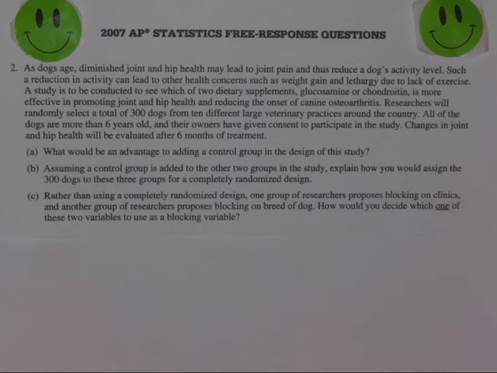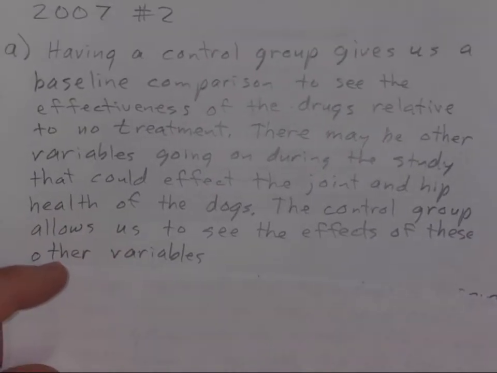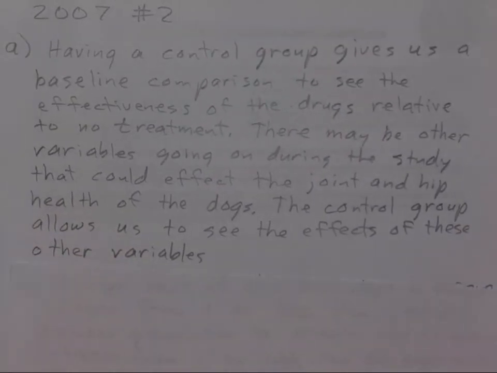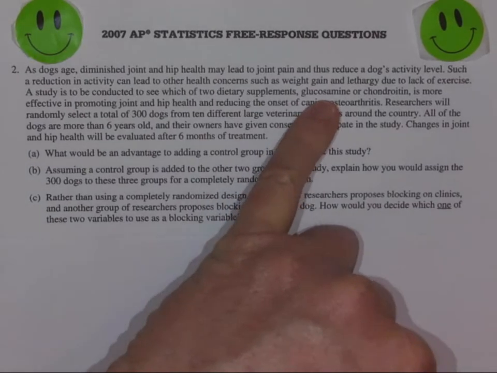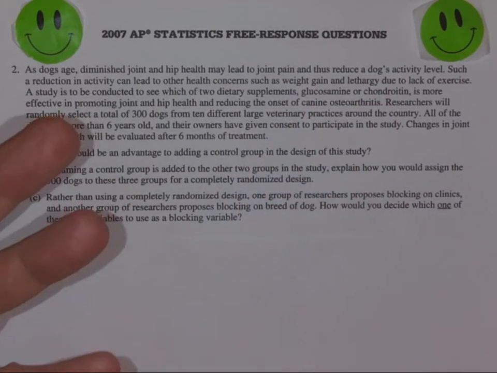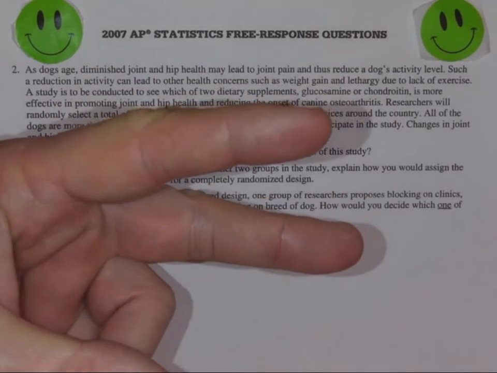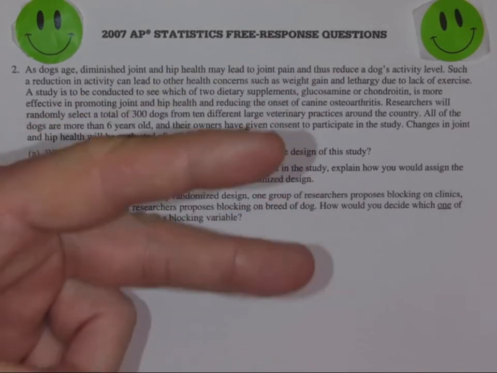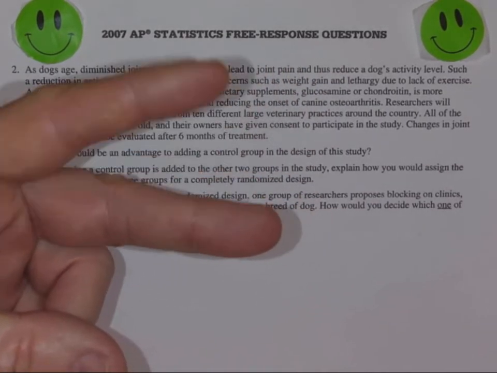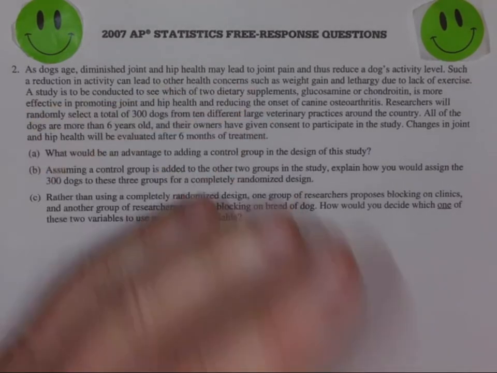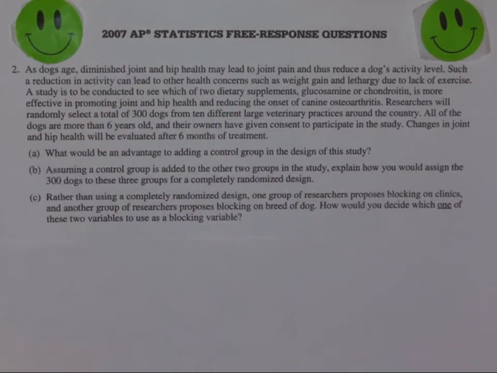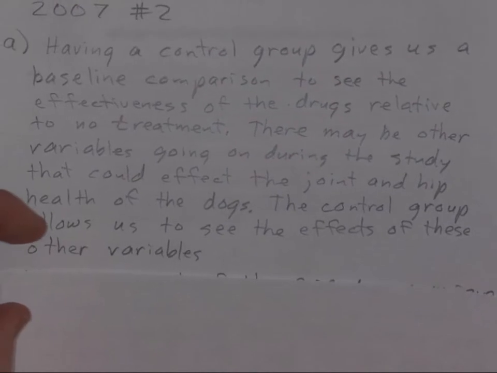Okay, part A, what would the advantage of using a control group be? Well, that gives us a comparison, a baseline group that helps take into account other variables. So what we've got here in this experiment, we've got two drugs. They're comparing glucosamine and chondroitin. So they initially just have those two groups. Well, in the results of that design, they can only compare the effects of the two drugs. They can't compare it to no treatment at all, okay? And that's what a control group is for.